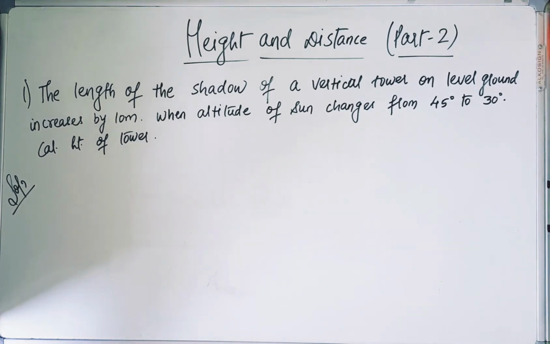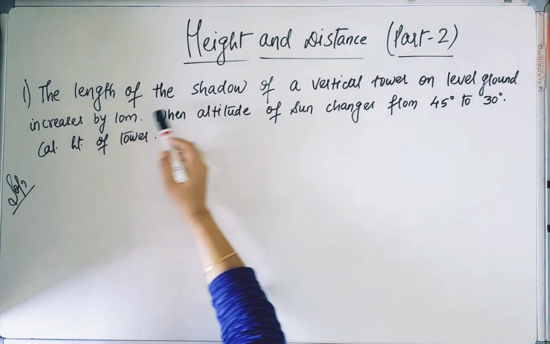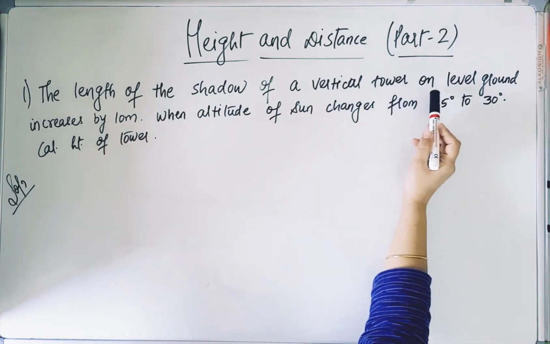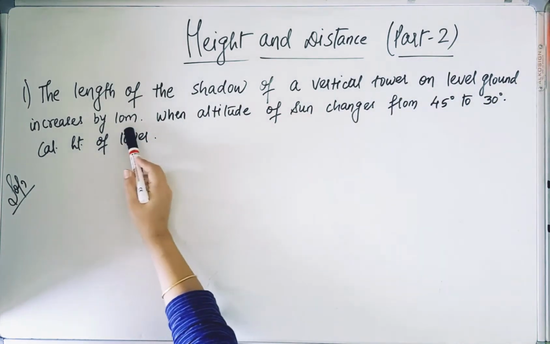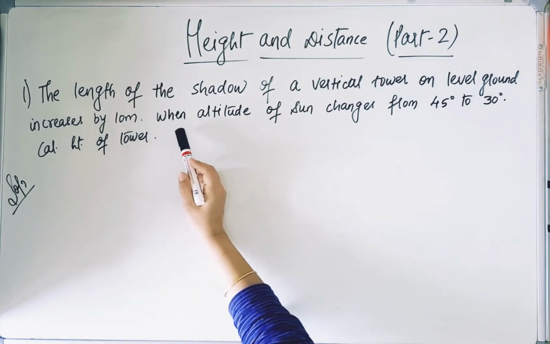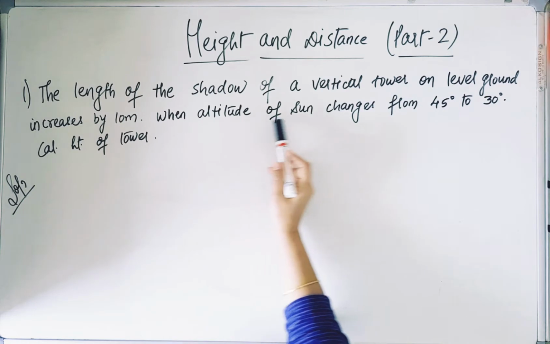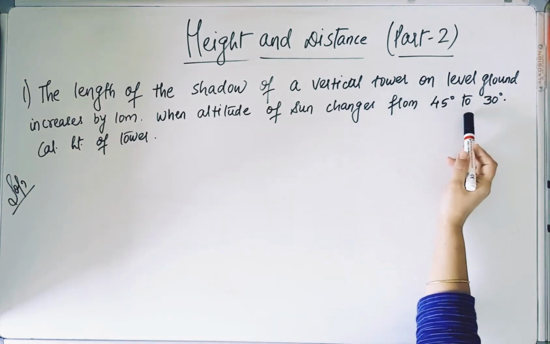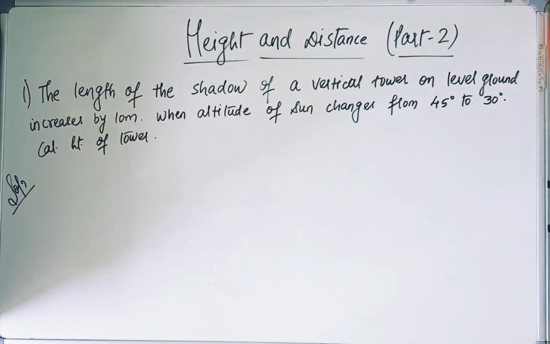So the question is, the length of the shadow of a vertical tower on a level ground increases by 10 meter when altitude of sun changes from 45 degree to 30 degree. Calculate height of the tower.